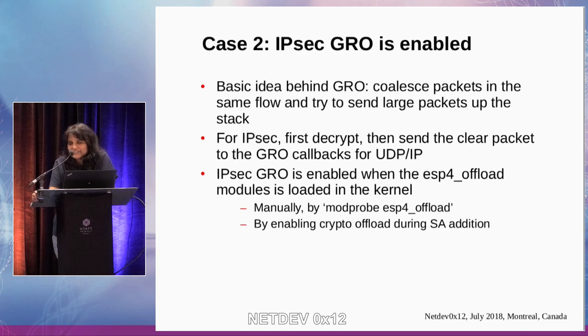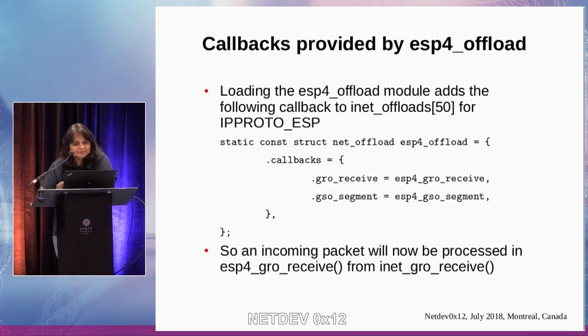So the idea behind all of this is that you first do the decrypt and then send the clear packet back to the GRO callback so that it's handled as if it was a clear UDP IP packet, similar to what we did for the slow path when we did not have GRO. Basically, we took the ESP header out of the way and then let the regular UDP path do its thing.